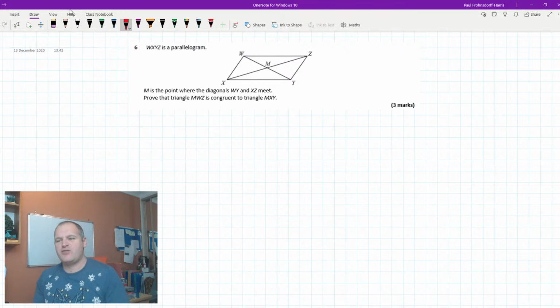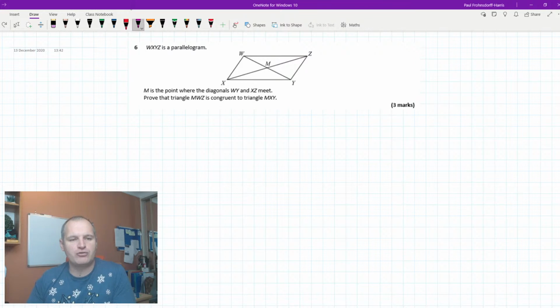We're up to number 6, and I think this is the last of the non-calculators. And it's got W, X, Y, Z as a parallelogram. And it says that M is the point where the diagonals WY, that's this one, and XZ, which is this one, meet. So we can see that M is the midpoint. Prove that MWZ is congruent.